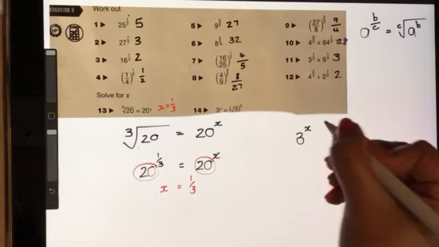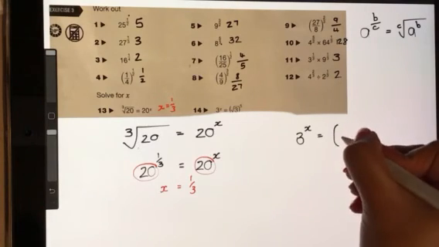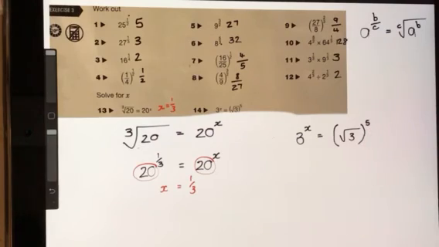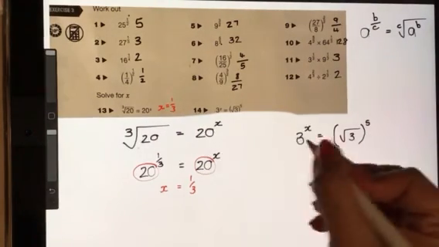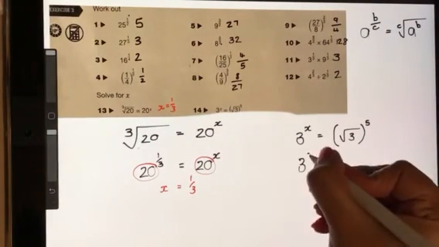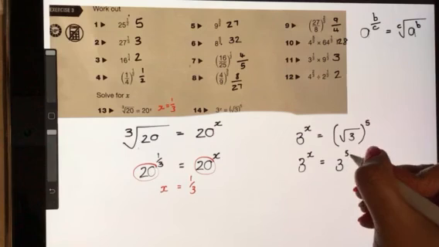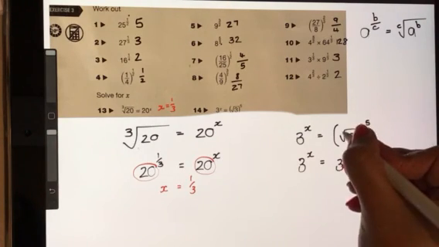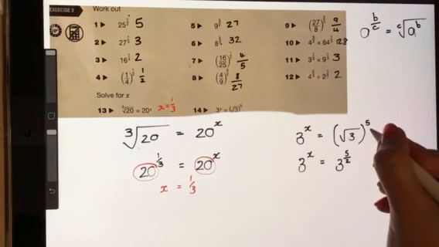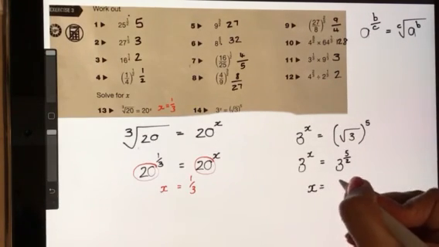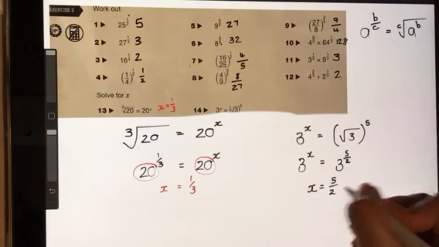So we've got 3 to the power of x is in brackets root 3 raised to the power of 5. Same type of rule applies. We've got 3 to the power of x that stays the same, and here we've got 3 to the power of 5 divided by 2 because it's a root and there's an imaginary 2, so the 2 moves down. Right, so x is in fact then 5 over 2.